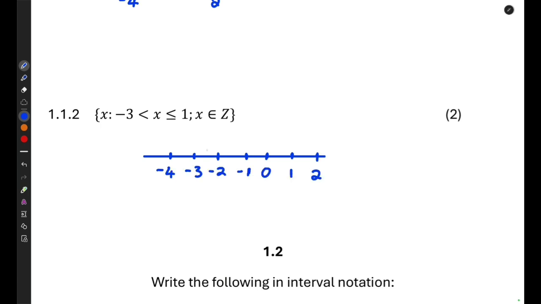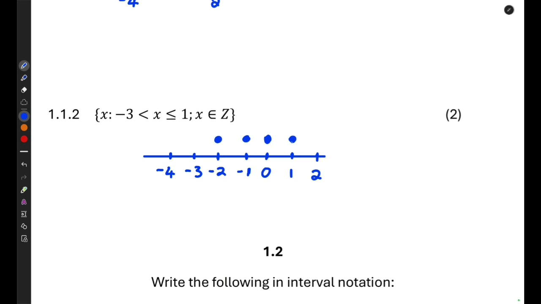Now I need to check what is included and excluded. Now with the previous one, if it's excluded, I make an open circle. That's with real numbers. But with integers, you are literally just going to make dots on all the correct values. So let's read this. X lies between -3 and 1, but -3 is not included. So that means I'm going to make a dot at -2, -1, 0, and then on 1 because 1 is included. And that is my answer.